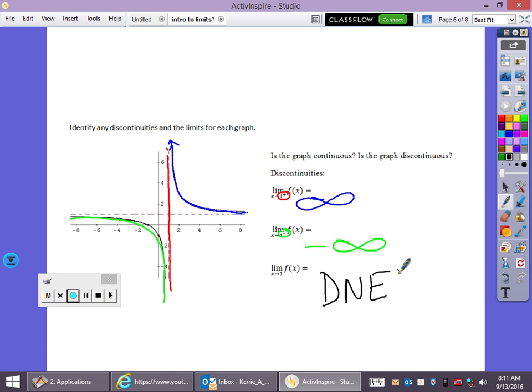Right? This graph is heading towards negative infinity. This one's heading towards positive infinity. I have 2 opposing values. Therefore, at exactly 1, I don't have a limit. I can't determine the limit.